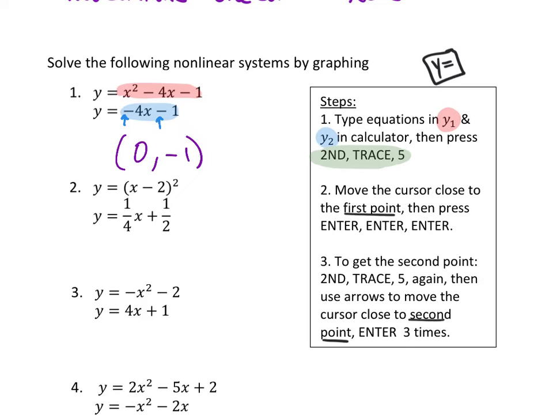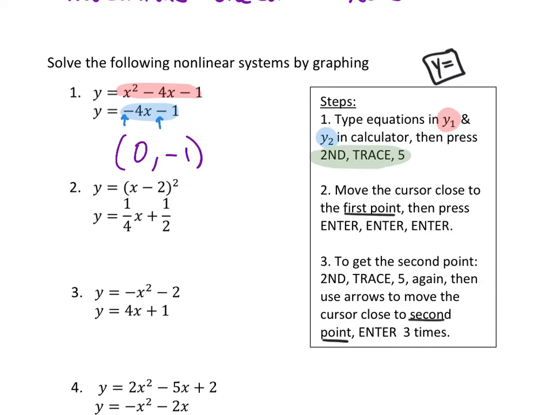So we're going to go back to y equals. We're going to clear out the system we had there because we don't want that system anymore. We're going to go to the next one. The next one says parentheses, x minus 2, close parentheses, squared. I type it in exactly as I see it. The next line, I have a fraction, so I make it fancy. Alpha trace, or alpha y equals, enter. 1/4 x squared plus 1/2. Once you get all of that typed in, you press graph and look at it.